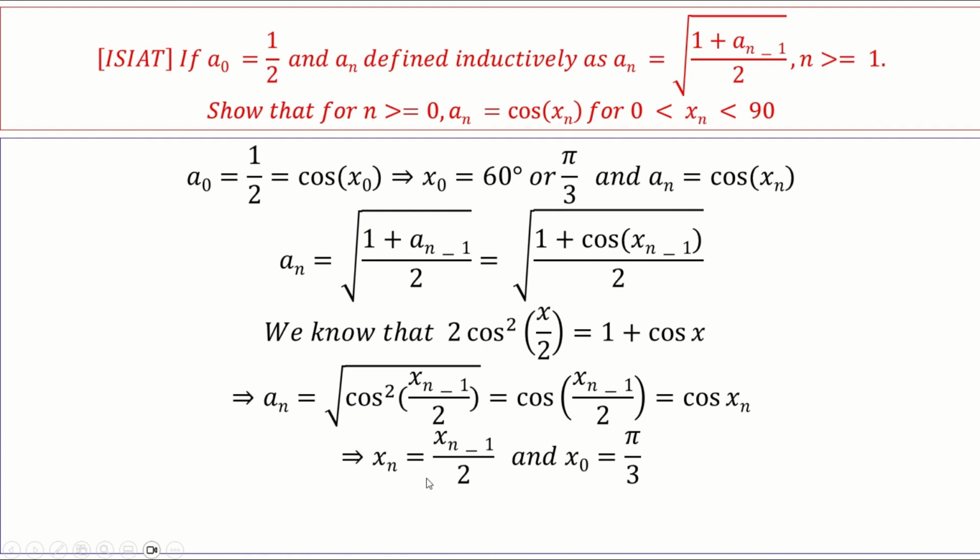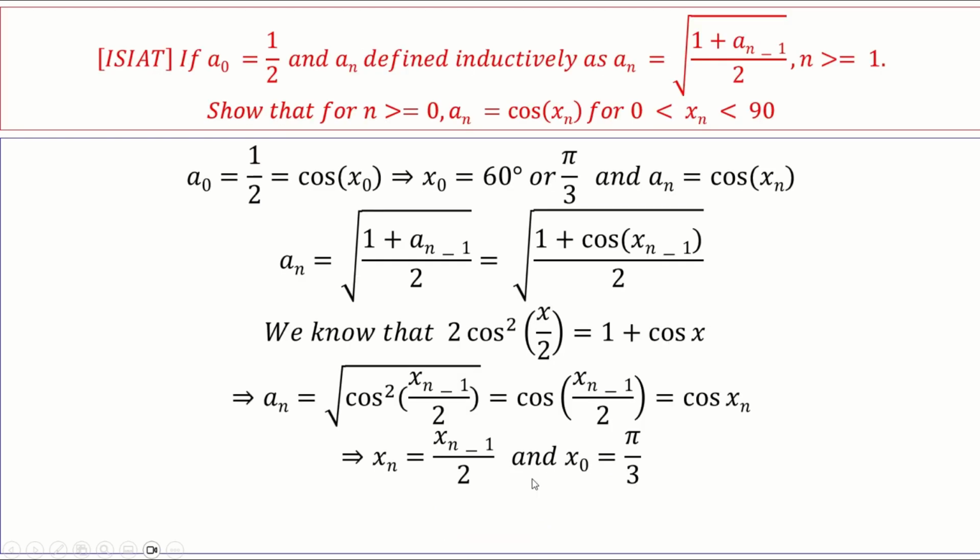Now, if you see this, you can equate these angles. xn equals xn minus 1 by 2, and x0 equals pi by 3. Correct? And this we know the value already. So xn, if I write, starts with pi by 3, and every time I get a factor of 1 by 2, so it will become pi by 3 divided by 2 to the power of n. This is what I am defining as xn.